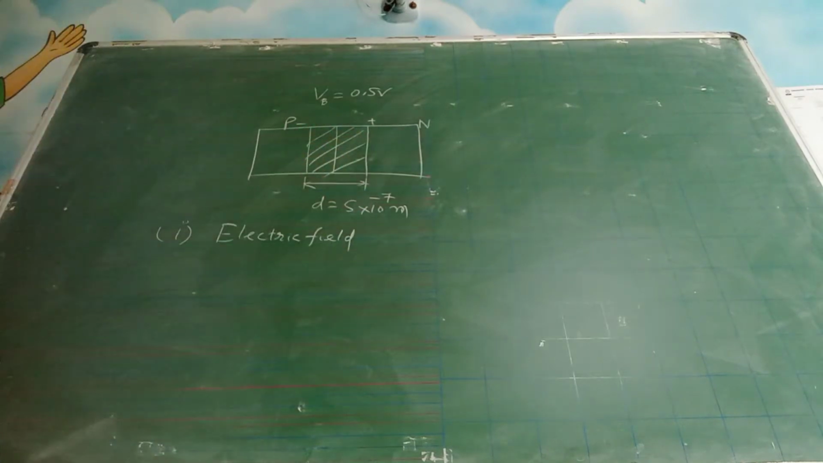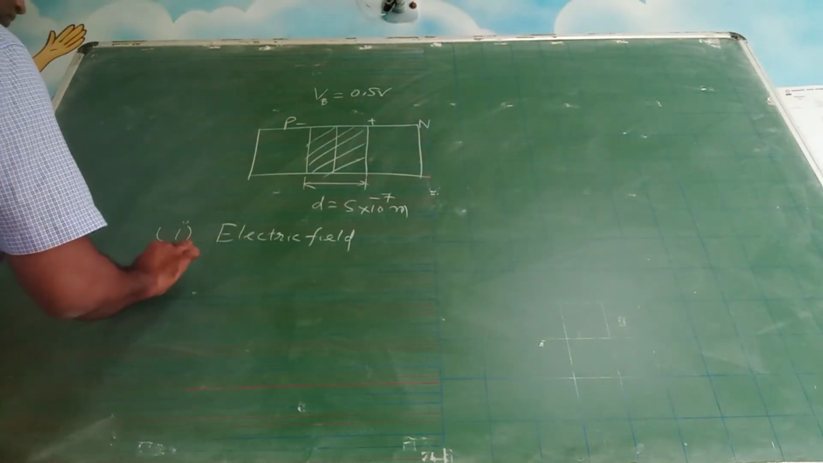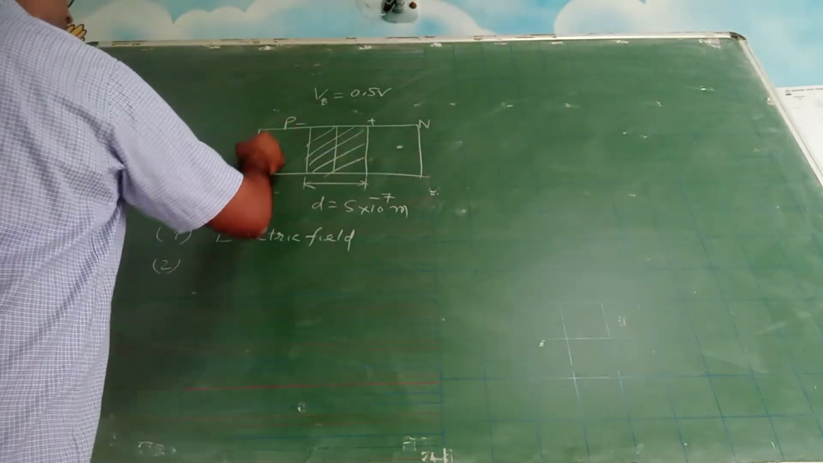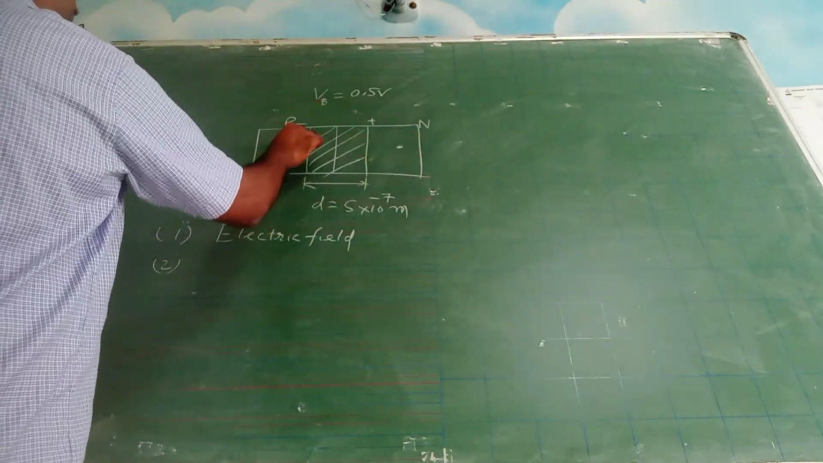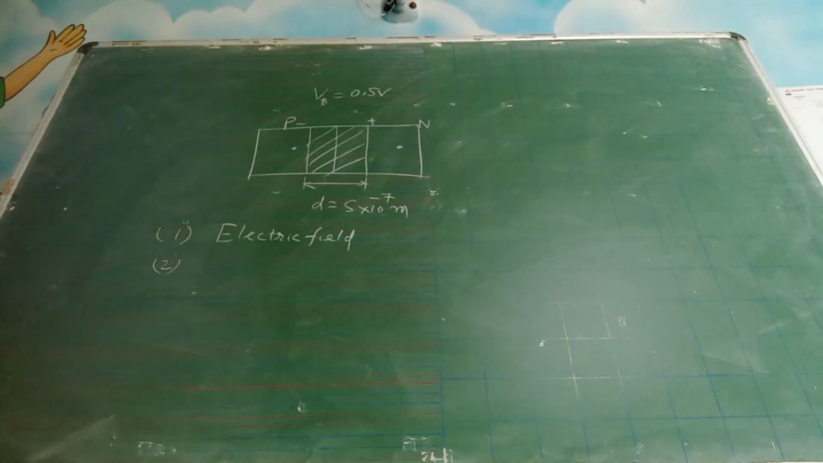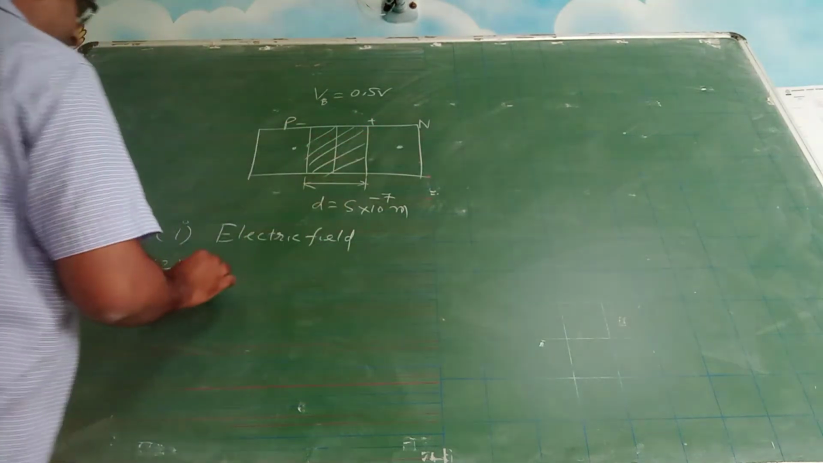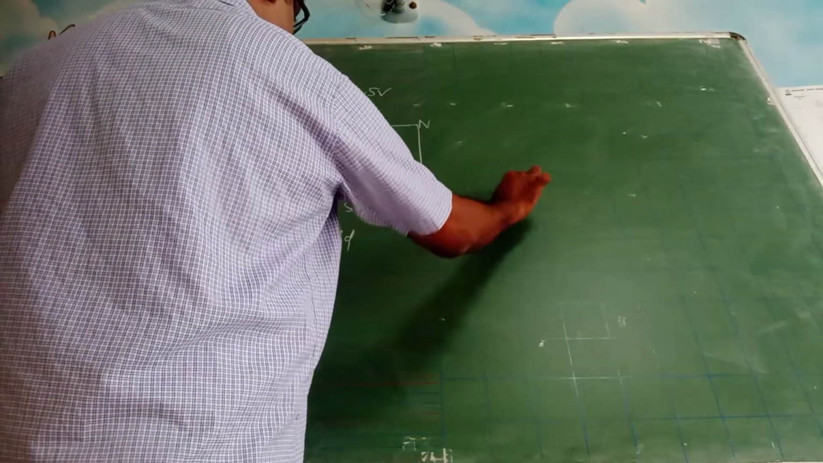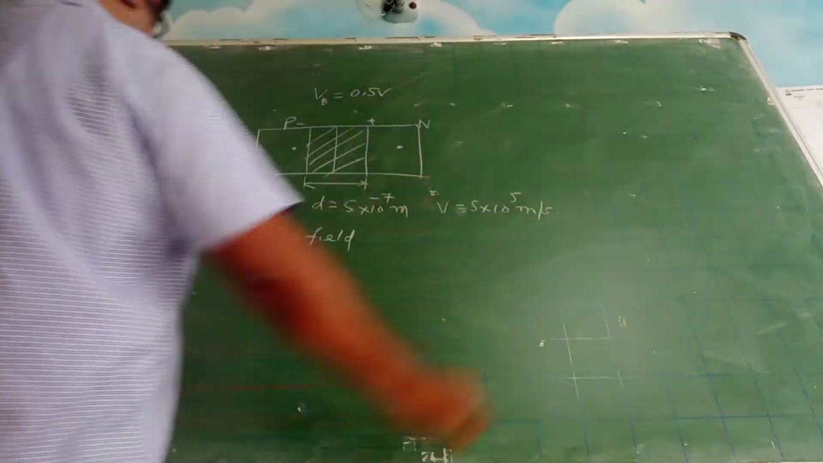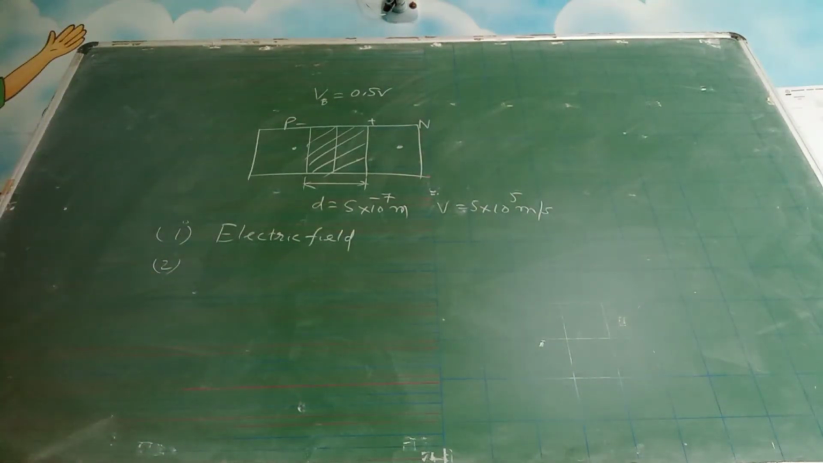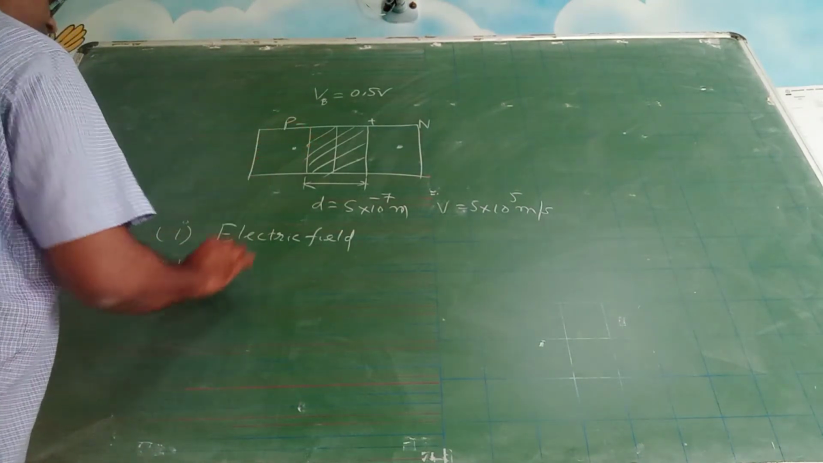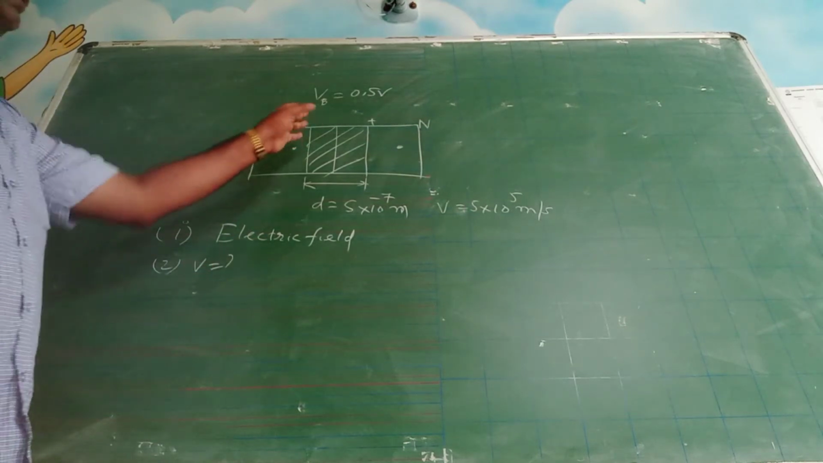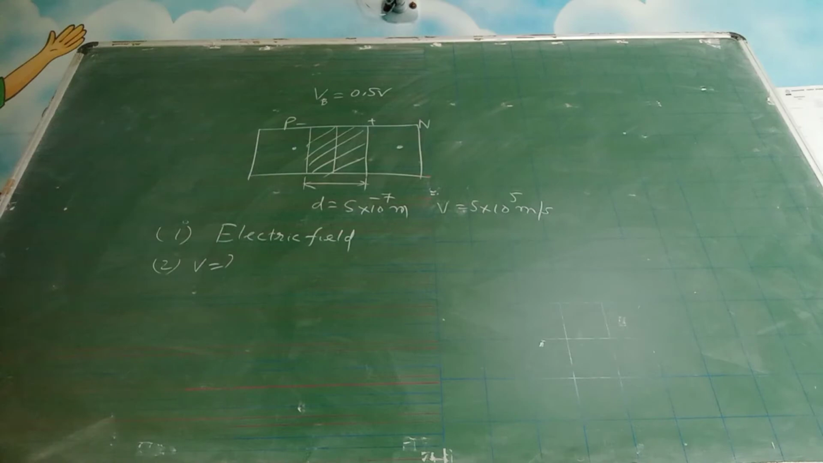So one, you have to find out the electric field in the depletion layer, and two, there is an electron here. This electron clears this depletion layer and it comes over here. So here the speed is given as v1 equal to 5 into 10 to the power of 5 meter per second. So the second thing you have to find out is the velocity here. What is the velocity when it crosses the depletion layer? How to do this question?